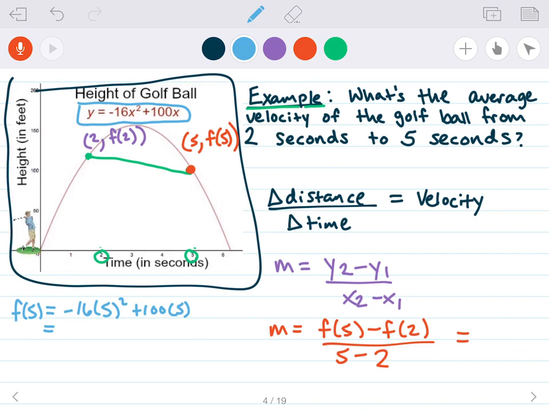All right, so f of 5 is 100. So I can just replace that here with 100. And then f of 2, I do the same thing. I'm just plugging in 2 in for x into my function rule.